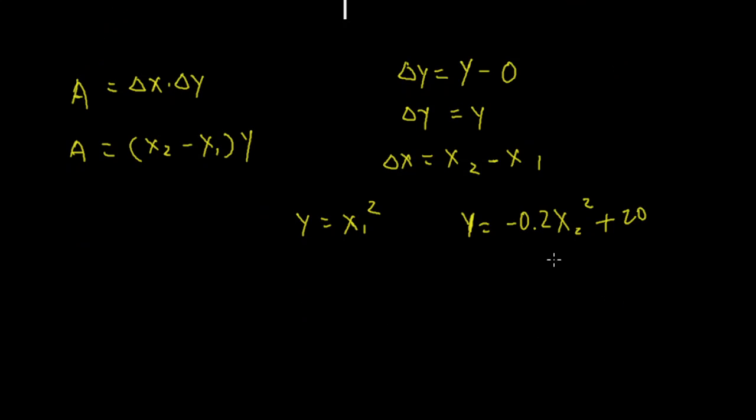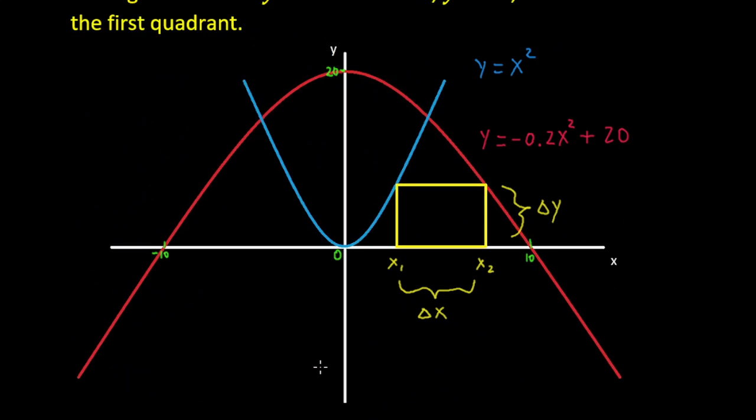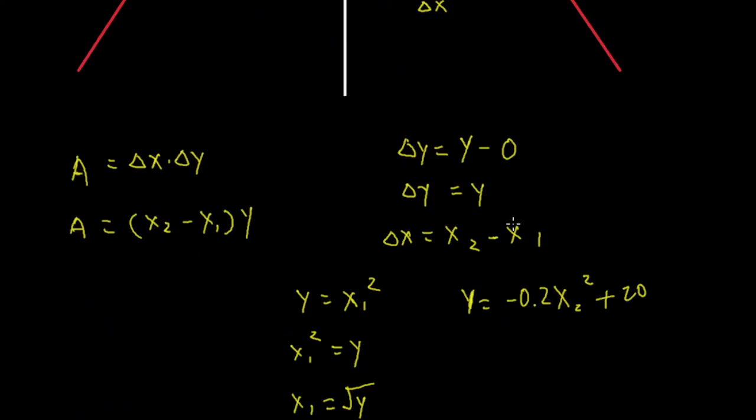Okay, so now we have our x2 and x1. So we have to rewrite the function in terms of x2 minus x1. What do we do? We just need to isolate x1 in this equation and isolate x2 in this equation, right? So x1 squared is equal to y. Then take the square root of both sides. You have x1 equals square root of y. Now let's take the positive value. When you take the square root, it could be positive and negative, but let's take the positive because it's in the first quadrant on the graph, so it's positive.